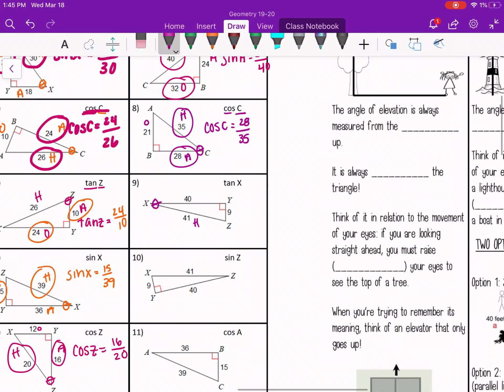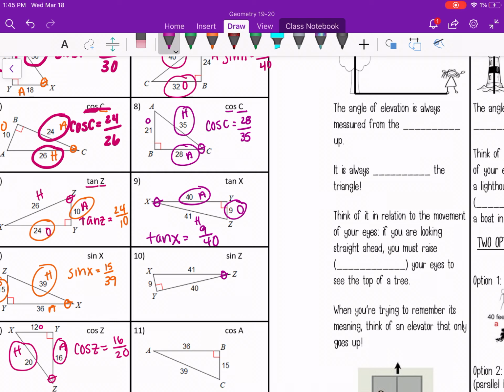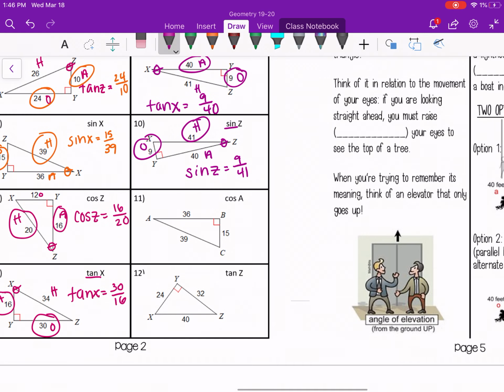Theta, hypotenuse, opposite, adjacent, opposite, adjacent. Tangent of x equals 9 over 40. Hopefully you guys are getting really good at this. By now you're super bored. You're rocking it out and being awesome. You are washing your hands regularly. Sine of z equals 9 over 41. Hope you guys are missing school and being thankful for the days that you got to go to school and making the most of what you can do right now.